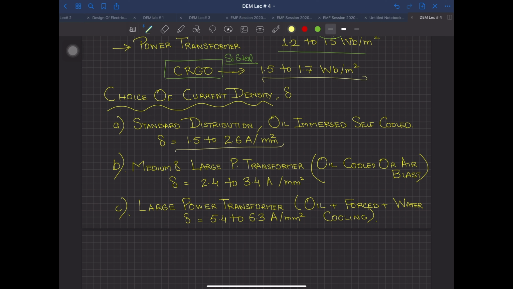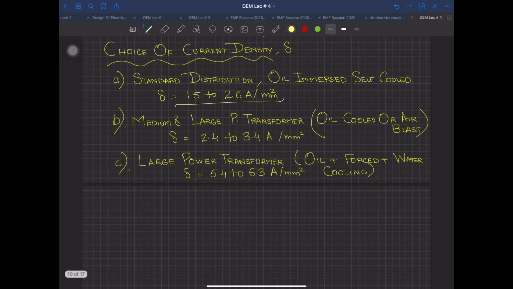But if you are working with the shell type transformer, then certainly you have to reduce it, because only the central limb has all the windings. Then it will be difficult to cool it down. Then if you have a medium and large power transformer, maybe a little larger distribution transformer, it is still oil cooled, but there is an air blast. Air blast means that there are going to be some fans on the radiator. So those fans increase the overall current density over here.